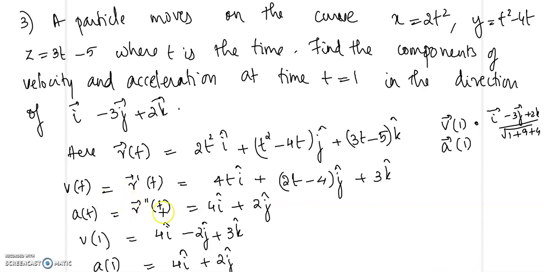So v of t will be given by r dash of t, so that will be 4ti plus (2t minus 4)j plus 3k, and the acceleration will be the second derivative of r of t, so that will be 4i plus 2j plus 0k. So therefore we need to find the velocity and acceleration at t equal to 1. So v of 1 will be 4i minus 2j plus 3k, and a of 1 is 4i plus 2j. So we have got v of 1 and a of 1.